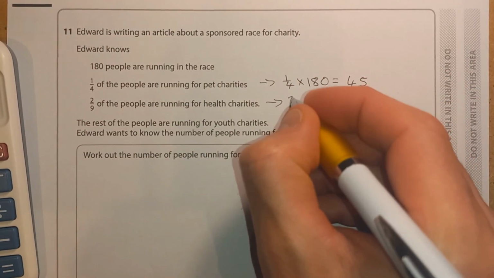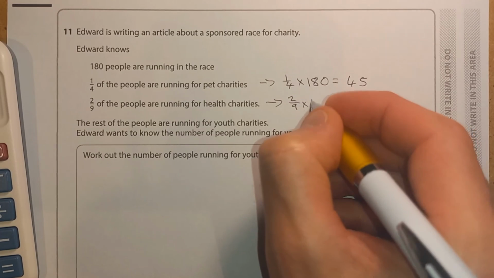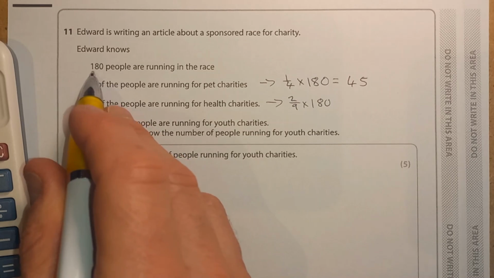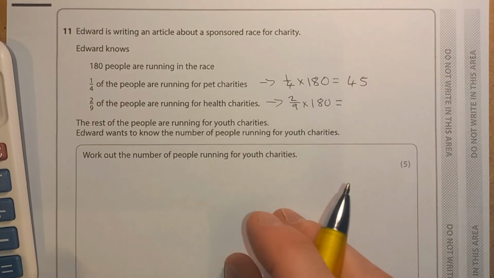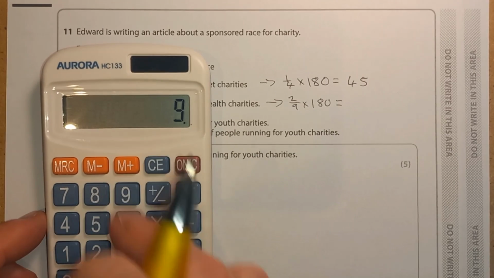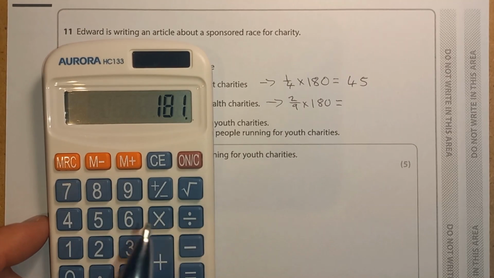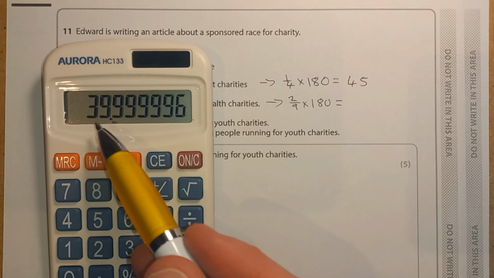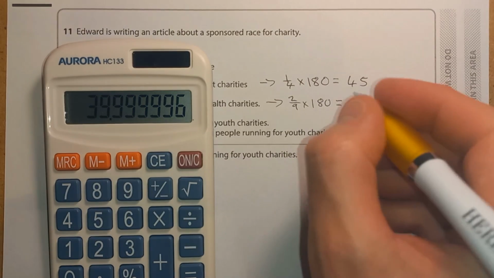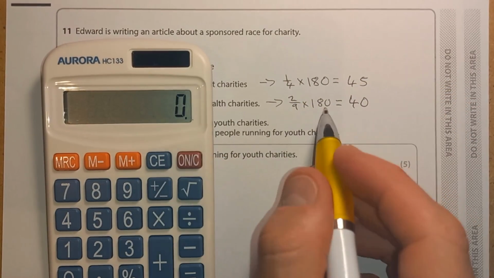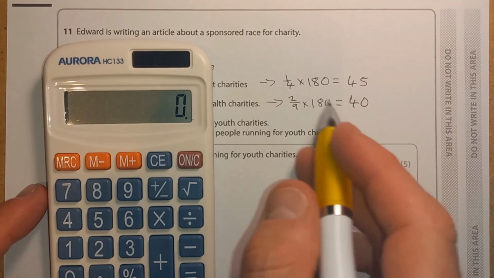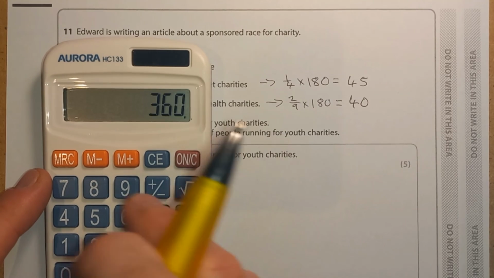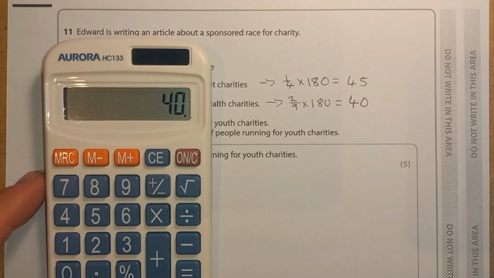Now for this one, we want 2/9 of 180. It's always of the original amount because it's 2/9 of the people, and the people are 180. Now, if we do 2 divided by 9 times 180, you'll see we get 39.99999, which we can easily round to 40. But if you want to avoid that, a good way to do it is to type the multiplication in the other way round. So do the 180 times 2 and then divide it by the 9. Takes you straight to the 40.